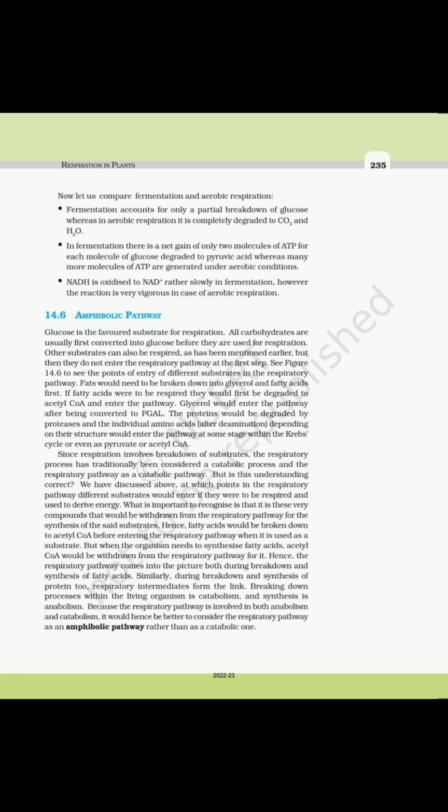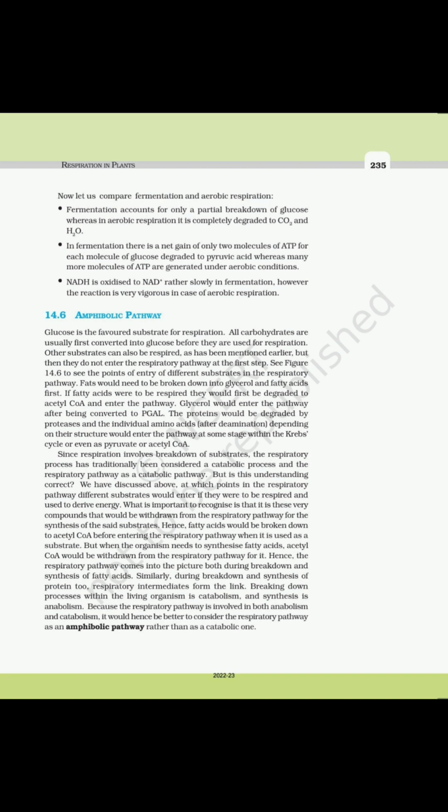After being converted to PGAL, the proteins would be degraded by proteases and the individual amino acids, after deamination, depending on their structure, would enter the pathway at some stage within the Krebs cycle or even as pyruvate or acetyl-CoA.